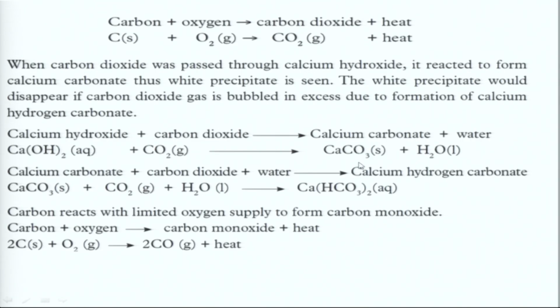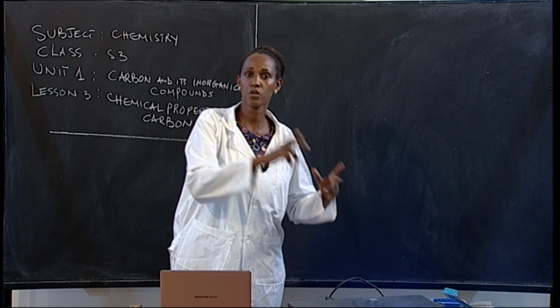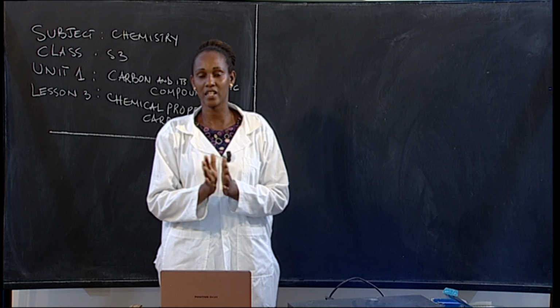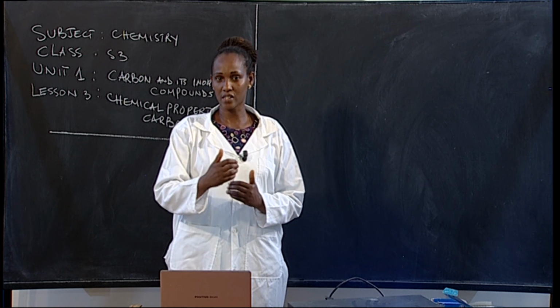So, when you continue to introduce a lot of carbon dioxide, that is, you now have calcium carbonate and water, this product here. You continue to bubble in carbon dioxide, and the whole thing will form what we call calcium hydrogen carbonate. Now, this calcium hydrogen carbonate is also colorless. So the milky color or the white precipitate will disappear and go back to colorless. All right? You need to know these steps.